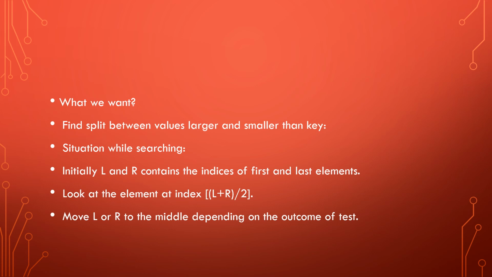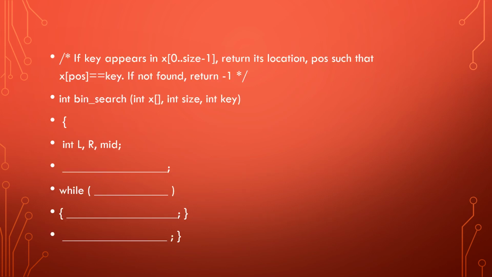If the element at index (L plus R) by 2 is greater than the key, then the right index should be moved to the middle, otherwise the left index should be moved to the middle. If the key appears in X[0 to size], return its location pos such that X[pos] will be equal to key. If not found, return -1.